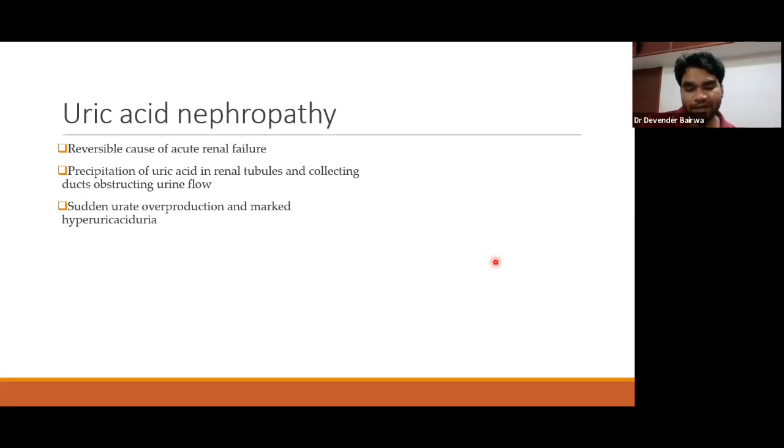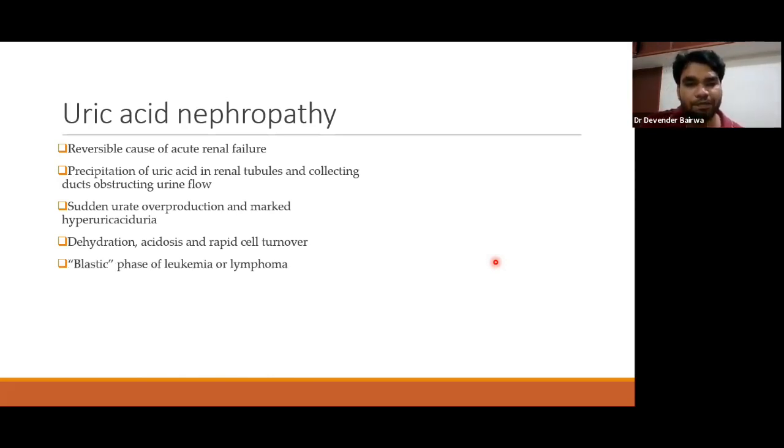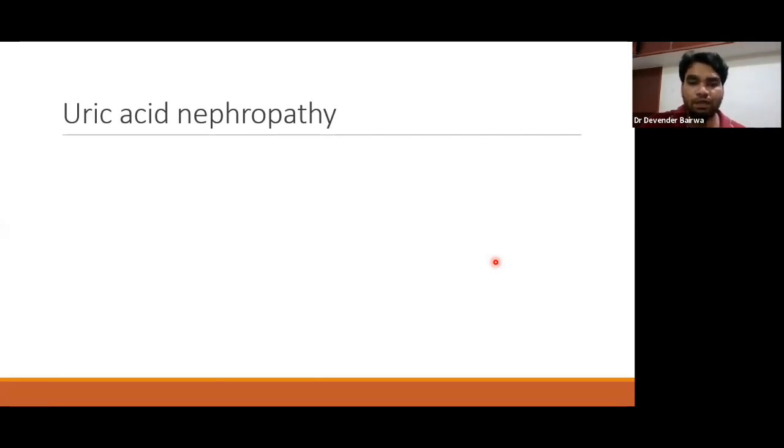So suppose somebody has a cancer, let's say lymphoma or leukemia, and then you are giving some chemotherapy. So much cell breakdown occurs that uric acid has gone to 20, 25. In such a condition, this uric acid will crystallize in the tubules of your kidney. Then dehydration, acidosis, and rapid cell turnover are contributory factors in uric acid nephropathy. Generally, this condition is seen in the blastic phase of leukemia or lymphoma, or it can be seen with epileptic seizures or after vigorous exercise with heat stress. So all these conditions are associated with uric acid nephropathy.